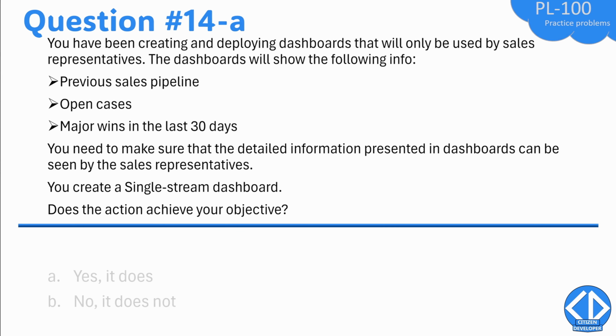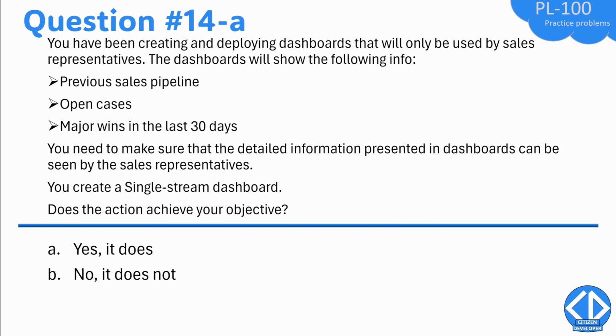So question 14 here, part A, you have been creating and deploying dashboards that will only be used by sales representatives. The dashboards will show the following info. You have previous sales pipelines, open cases, and major wins in the last 30 days. You need to make sure that the detailed information presented in dashboards can be seen by the sales representative. You create a single stream dashboard. Does this action achieve your objective?